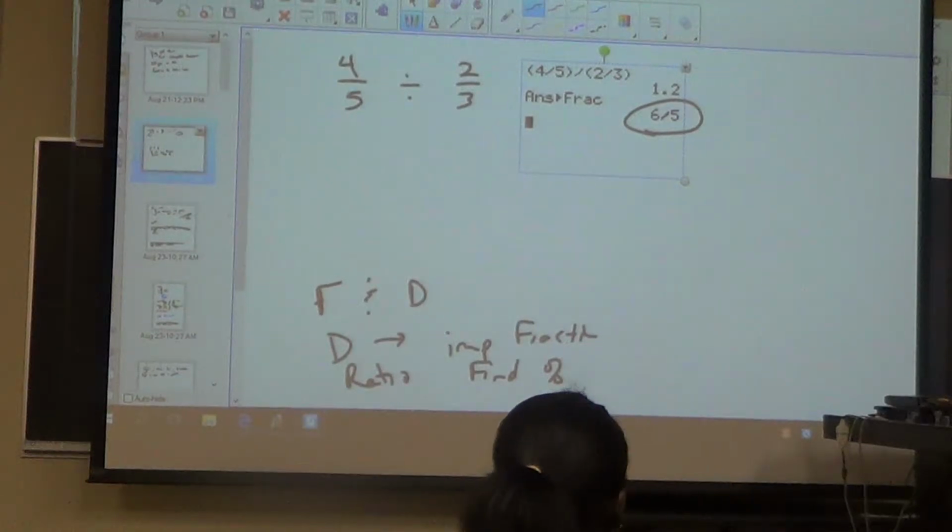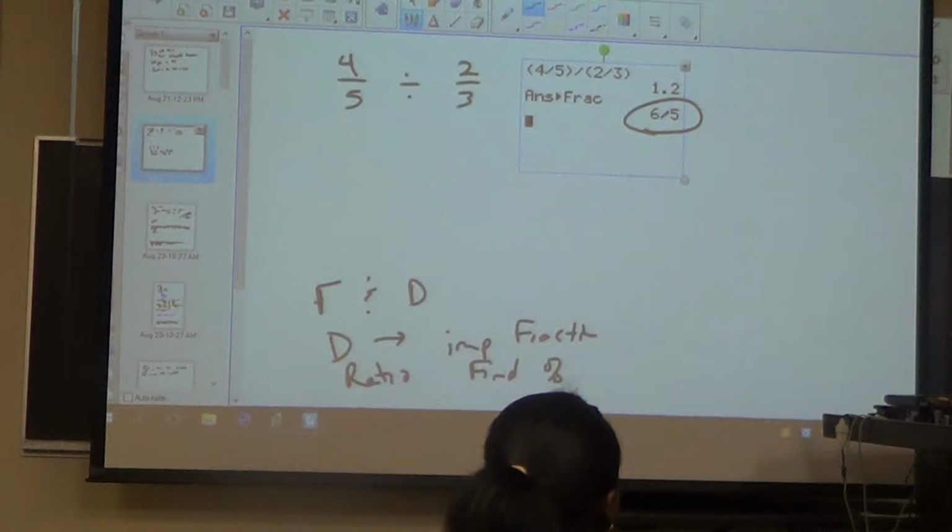That's why we bought an expensive calculator. It knows what to do. Just like your calculator knew how to get common denominators, you didn't have to do it. Your calculator knows how to flip. Yep.